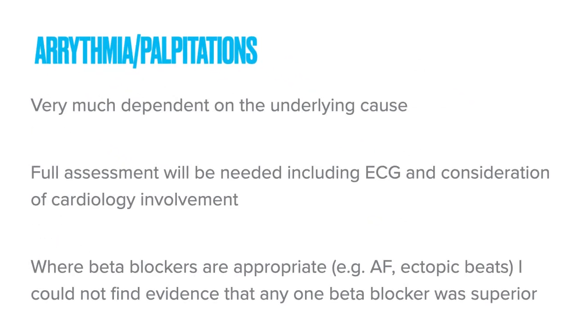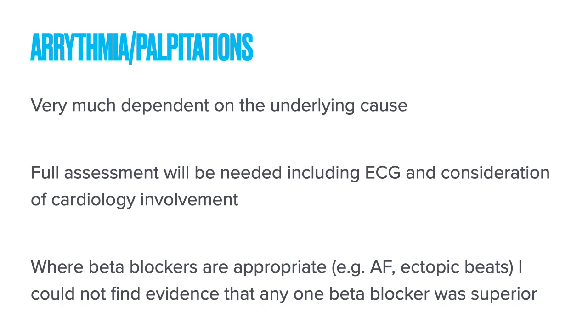Next, arrhythmia and palpitations. Now, this obviously very much depends on the underlying arrhythmia and underlying cause. In any patient with palpitations, they need a full assessment, including an ECG and potentially cardiology involvement. Where beta blockers are appropriate, such as the rate control of atrial fibrillation, I couldn't find any evidence that any beta blocker was superior to any other, but again, I tend to use cardioselective beta blockers for this indication.